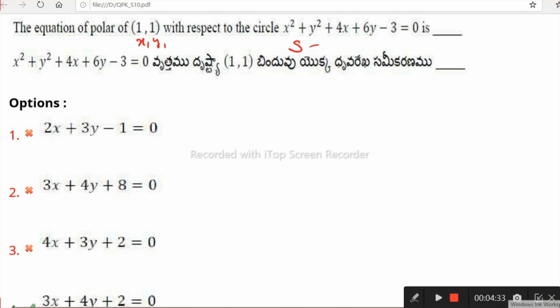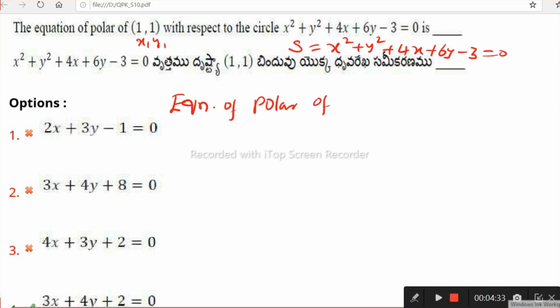The given circle is x square plus y square plus 4x plus 6y minus 3 is equal to 0. Equation of polar, a direct question here. What is the equation of polar? The polar of a point P(x1, y1) is S1 equals 0. How can you write the x1?